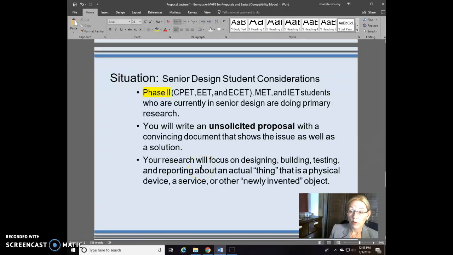You're convincing someone that the issue you have and the solution are worthy of what we're talking about. Your research will talk about designing, building, testing, reporting on some sort of thing. Now this could be a widget, it could be an idea, it could be an app that you're developing. It has some sort of a physicality to it or a service to it. So you are able to show something.